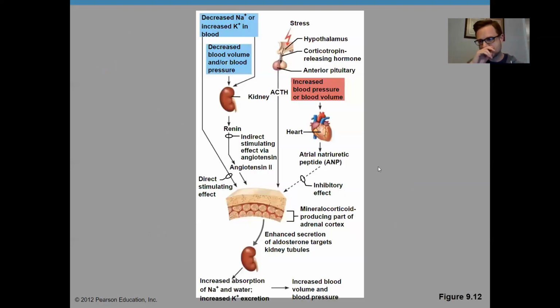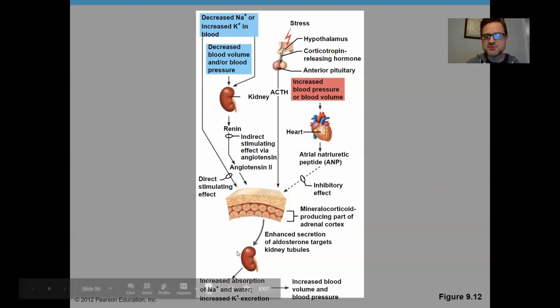So this diagram is from your book. This kind of summarizes that, and let's go through this. But this, again, is a little overwhelming in its complexity. So say you have decreased sodium or potassium in your blood, right? Or you have decreased blood volume. Your adrenal glands produce renin, aldosterone, angiotensin 2 is another one that gets involved, which affects your kidneys, makes them reabsorb water, reabsorb sodium or potassium, which would increase your blood pressure and your blood volume. That's the left-hand side.